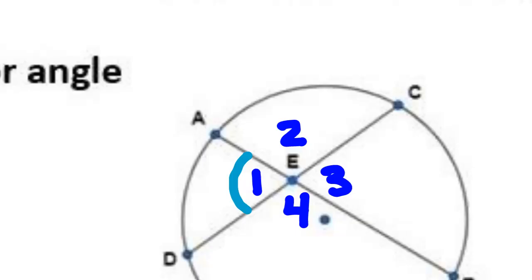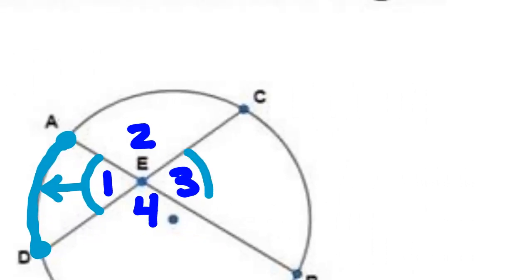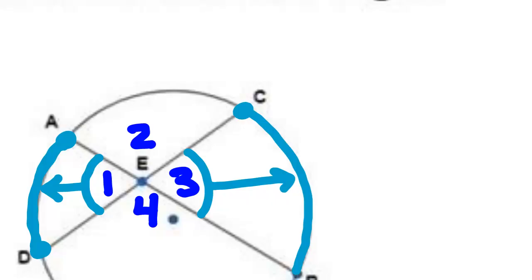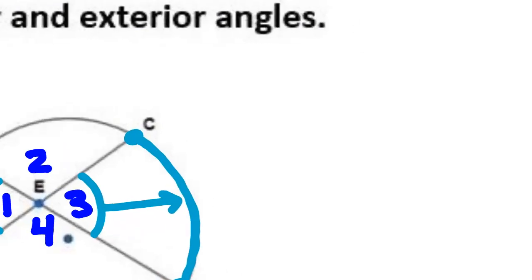Angle 1 is intercepting this arc right here. And angle 3 is intercepting this arc right here. But angles 1 and 3 are vertical angles, so angle 1 and angle 3 are congruent.